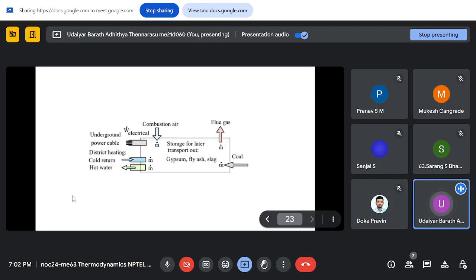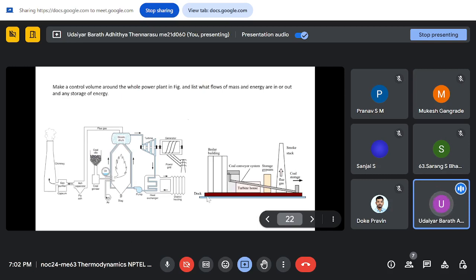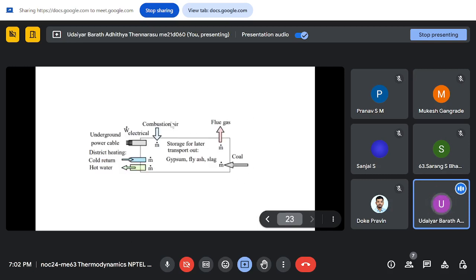That can be simplified into a simple process, a simple example. You see, the whole box you are considering is the box you put across this power plant. So now you are assuming the whole box is your power plant. You see there is coal coming in and the flue gas going out. Then combustion air is the air coming in for combustion, and there is some ash which will go out as well. And this underground cable is the electrical work I talked about, so it will go out. And this is the water used for district heating, coming in and going out.